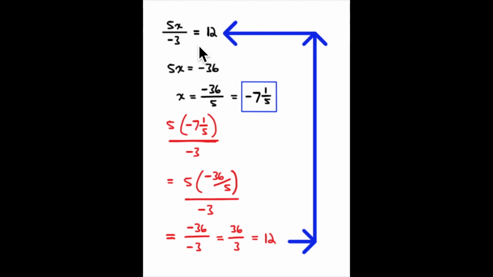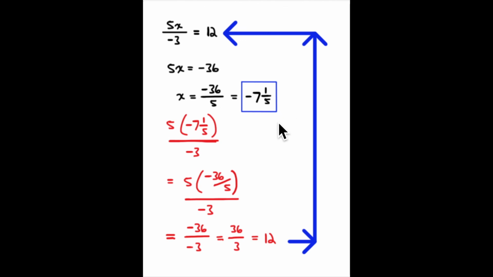So let's go back to the original first equation and solve for x. So 5x over negative 3 equals 12. So 5x equals negative 36. I'm going to multiply through by negative 3. So 5x equals negative 36. X is equal to negative 36 fifths, which is the same as a negative 7 1/5. So that's the value of x.